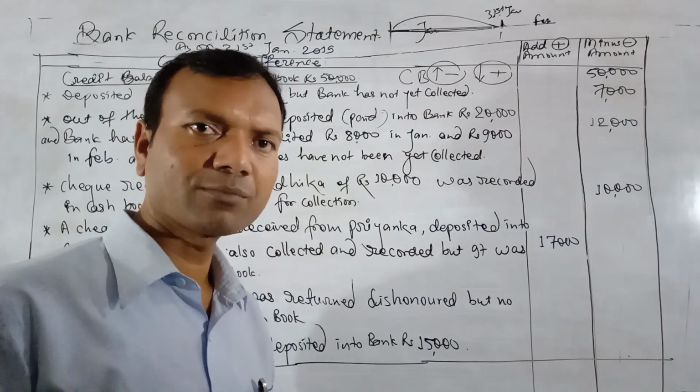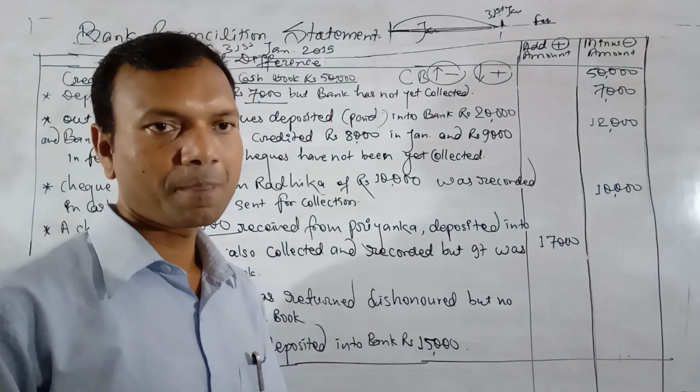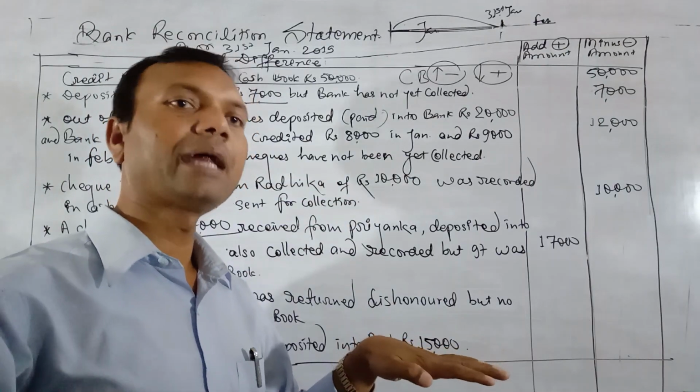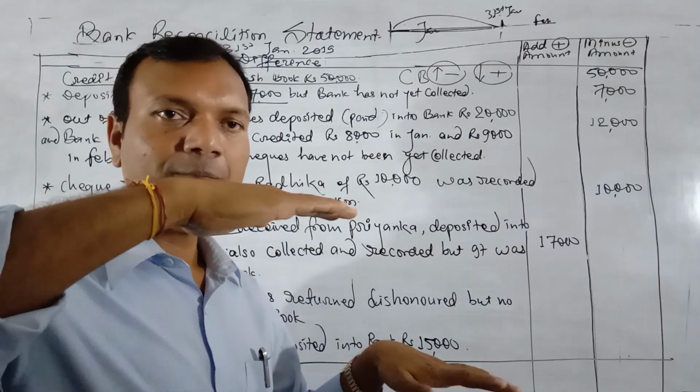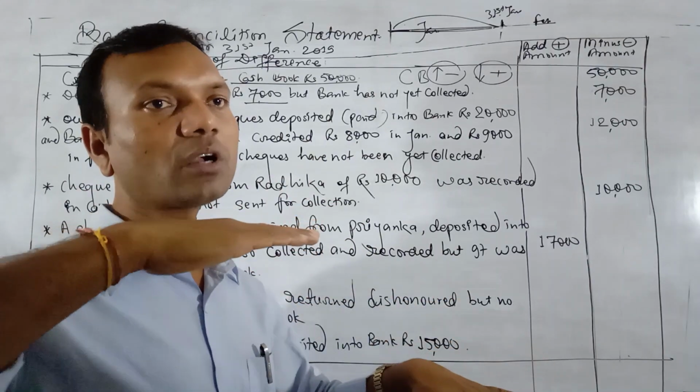Here the same conditions apply, and it is affecting in the same way. We have increased the cash book because we received the check and deposited it into the bank. We increased the balance of the cash book, but the bank could not receive the amount.